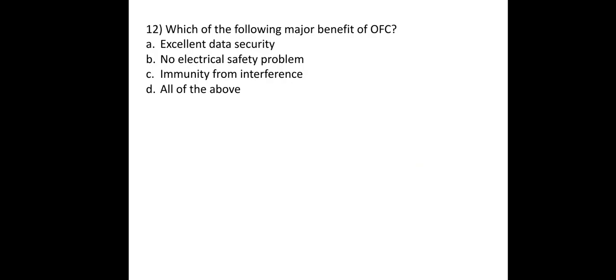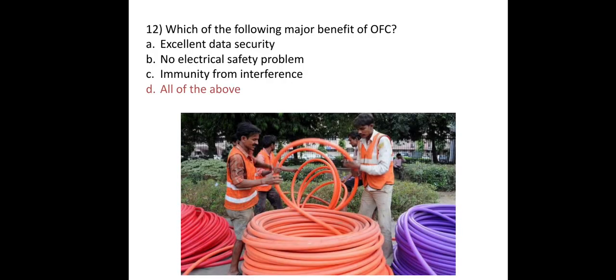Which of the following is a major benefit of OFC? Option A, excellent data security. Option B, no electrical safety problem. Option C, immunity from interference. Option D, all of the above. The correct option is D, all of the above. Go to the next question.